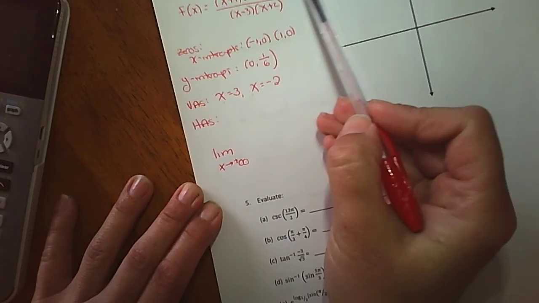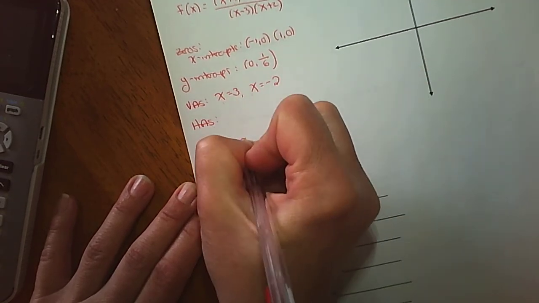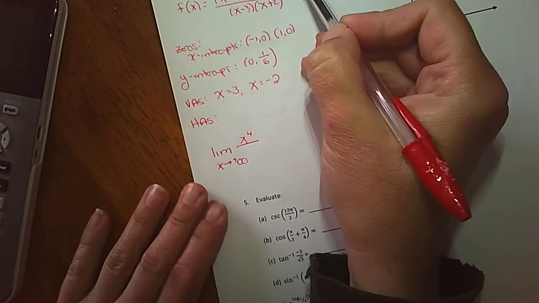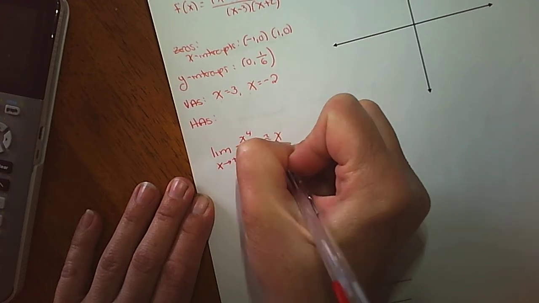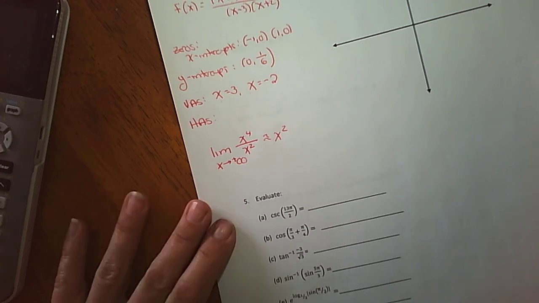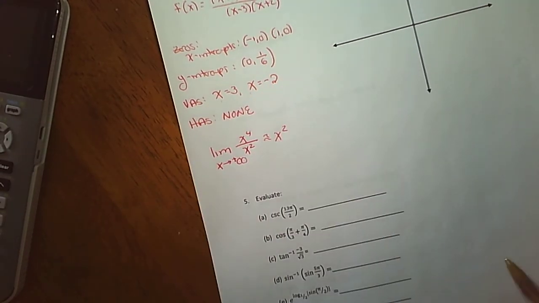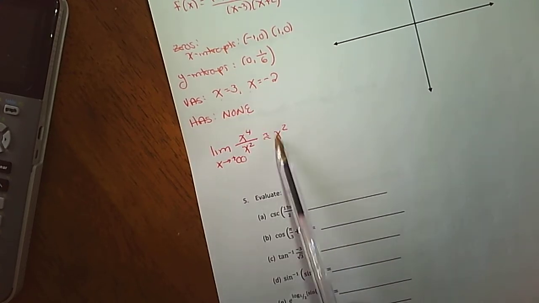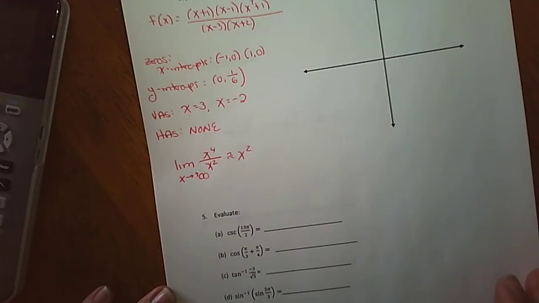Okay, look at the original. What's the most powerful thing in the numerator? x to the 4th, right? What's the most powerful thing in the denominator? x squared, which would reduce to be x squared. Now, is that a number? No, it is not. So that means there's going to be none, because the same thing would happen if you did negative infinity. So there isn't going to be any horizontal asymptotes. What this does tell me is in the corners of the picture, it's going to flare out like a parabola.